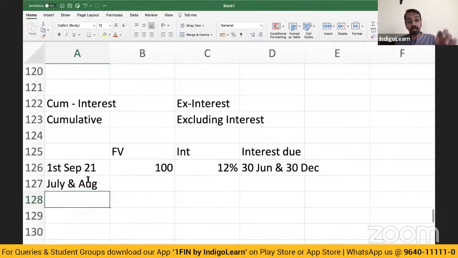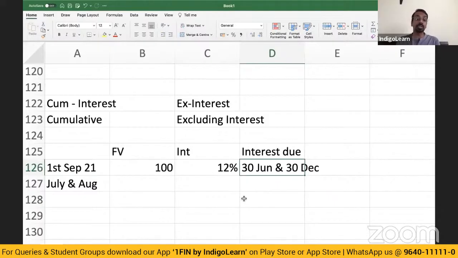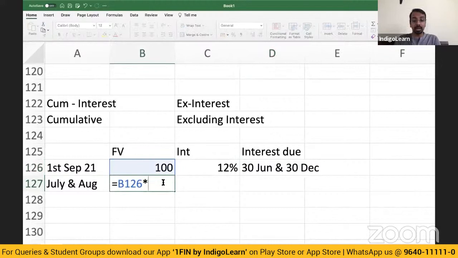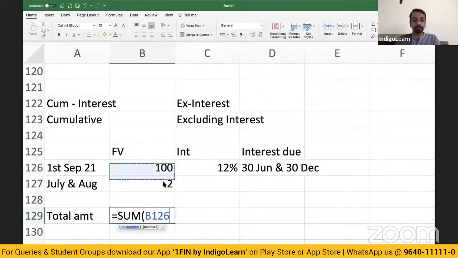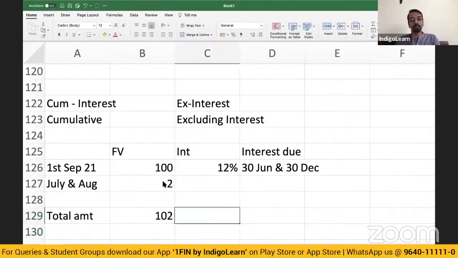here is again one mistake students make. If it is given 1st of September and here 30th of June, June, July, August, September, don't take it as 4 months. 30th of June, so start from July and August, 2 months. What is 2 months interest? 100 multiplied by 12% divided by 12 multiplied by 2, you get 2 rupees. So total amount that you will pay is 102. This is called cum interest value, cum interest quote.